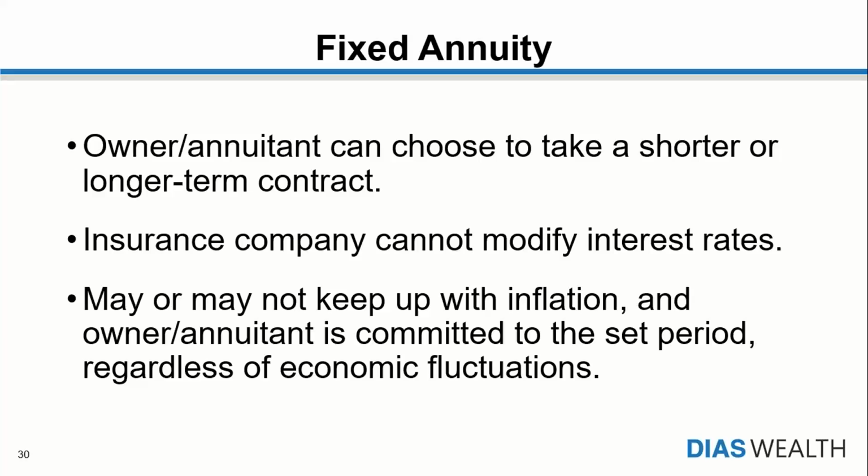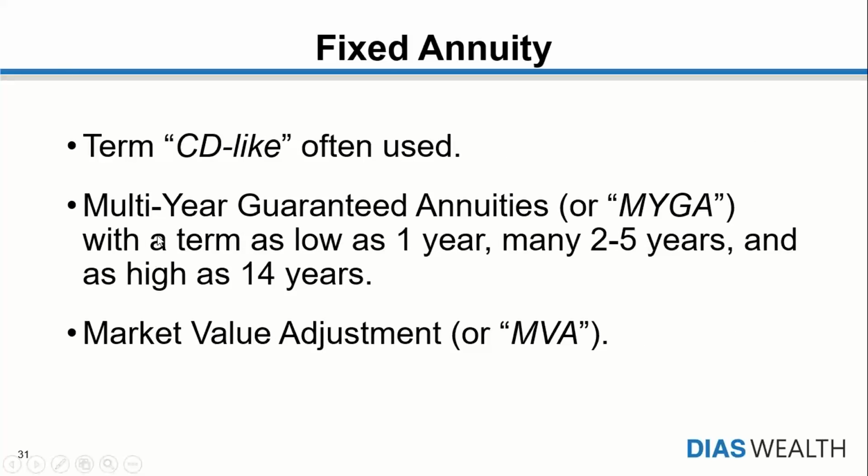So right now it's a positive, but it can be a complete negative if you get locked into something right now and interest rates just jump up. But for the most part, let's just say someone that took out a fixed annuity contract in the last few months, they're at a much bigger advantage than they are right now. Term CD-like is often used.